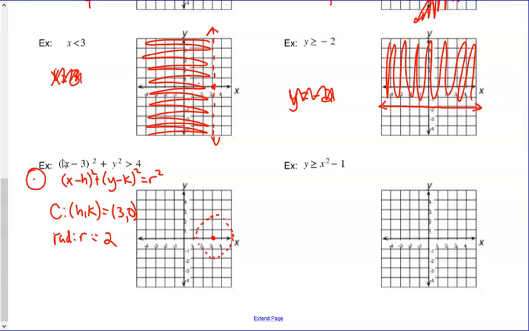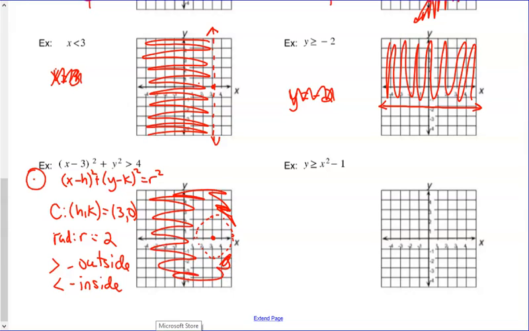And I want all the points that have a bigger radius than this r squared. So if it's greater than, that means we are on the outside of the circle. If it is less than, then we would be on the inside of my circle. So I would shade all of this out here and leave the circle blank. Okay? So all of those out there would represent the solutions to my inequality at that point.